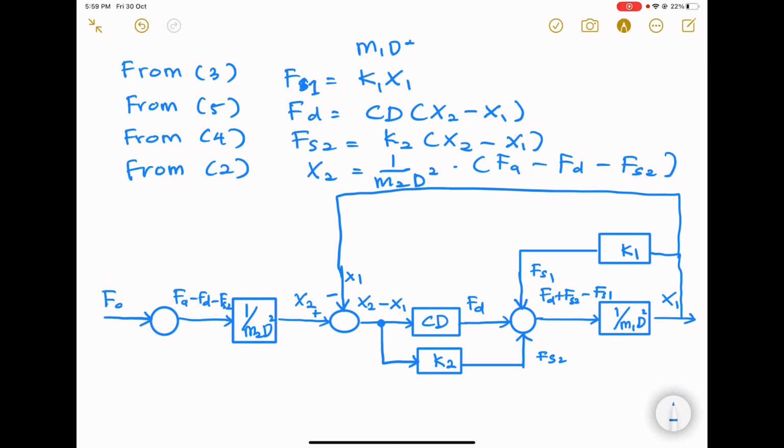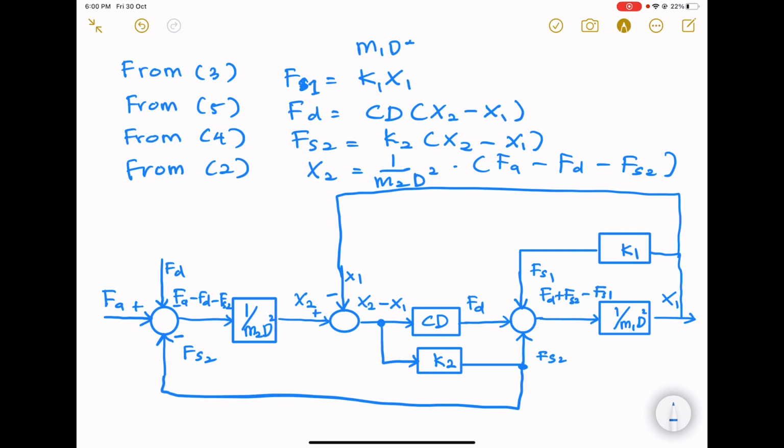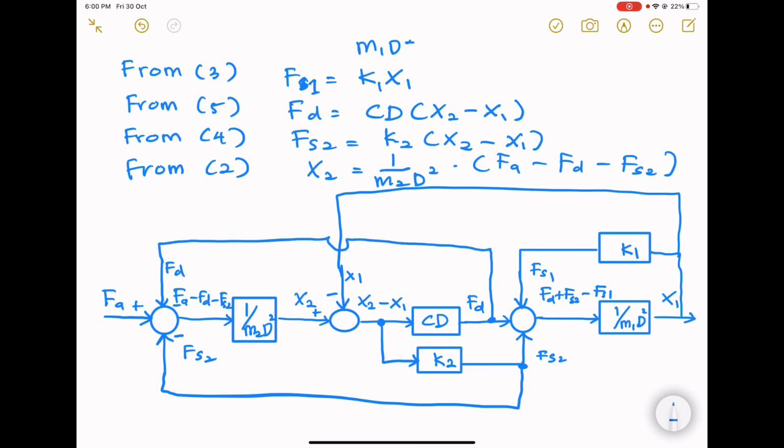So this one is Fa. Then let's say this is Fs2. Then this is Fd. So the signs are plus, minus, minus. Since Fd and Fs2 are already in the system, we just tap from here. So we have Fs2, tap and join it to here. And for Fd, we just tap from Fd and go to here. So this is the complete block diagram for the system.